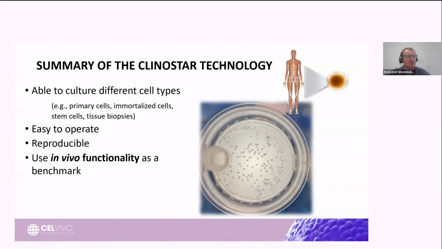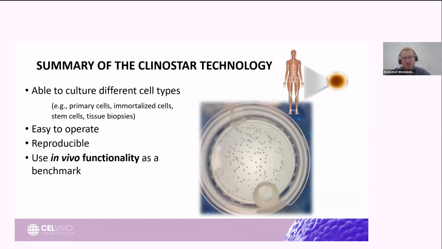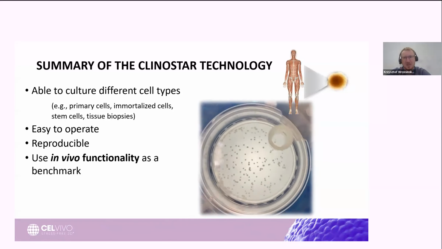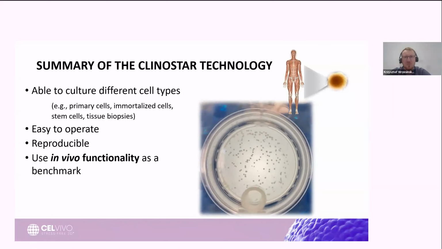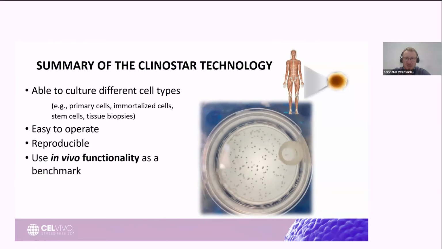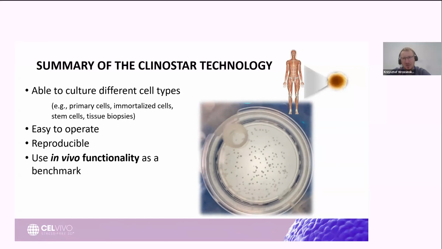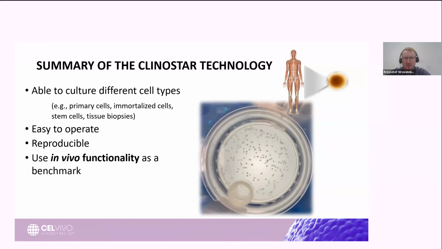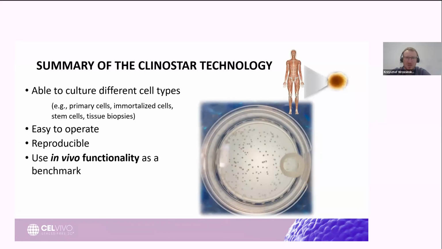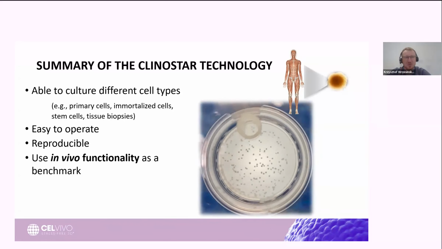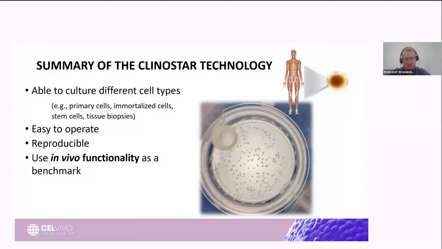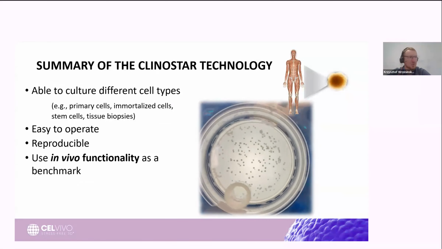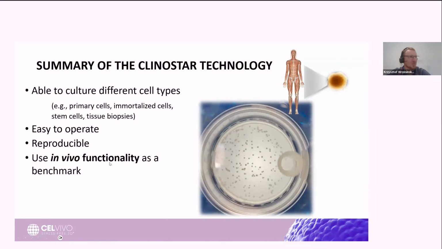So those were just a few examples of how the clinostat system can be used. The clinostat technology can be used for many different cell types. It is easy to operate and adapt to already existing lab procedures, and it is able to produce reproducible and physiologically relevant data. And I think this is a very important thing, to use the in vivo functionality as your benchmark.